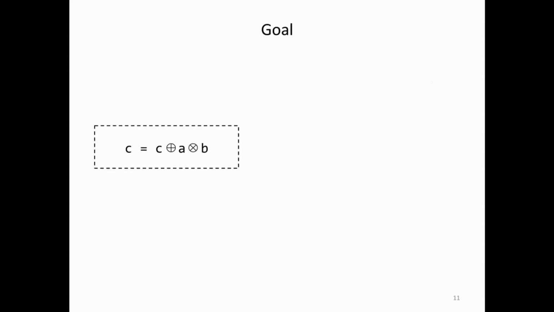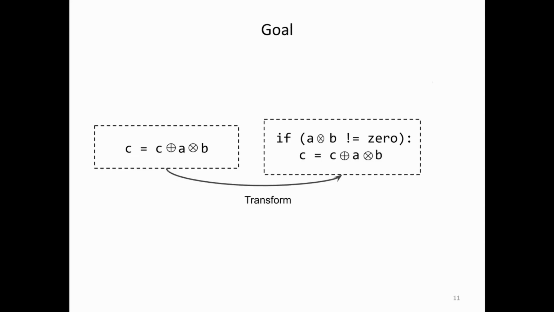So to summarize, the goal of our work is to transform the code on the left into the code on the right, where we multiply A and B, and if this multiplication is equal to 0, we don't need to compute the final expression.